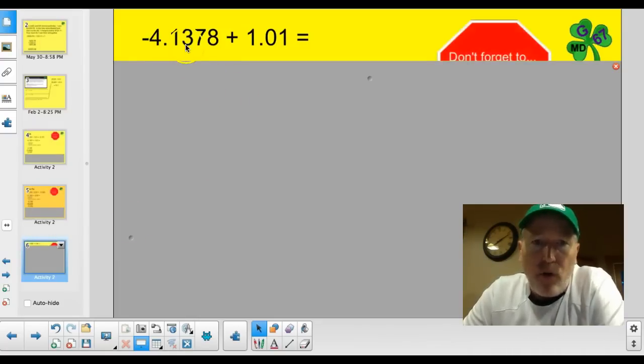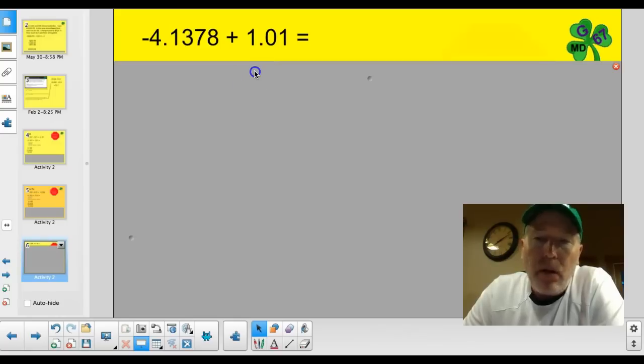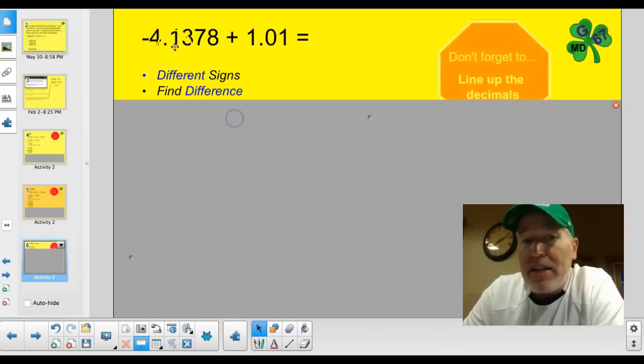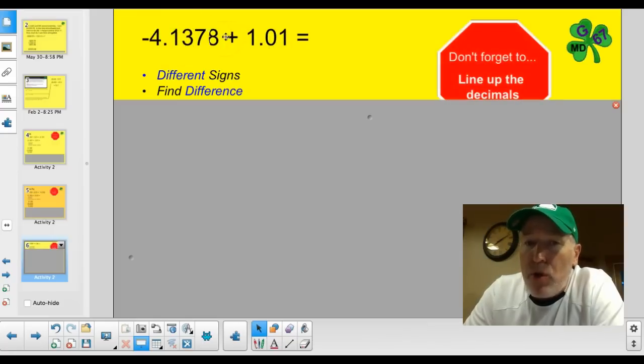All right, let's take a look at a different problem for instruction. Now I have a negative 4.1378, and I'm going to add 1.01. All right, well, these here have different signs. Now I've got a negative and I've got a positive. So this is that case where I need to find the difference between these two numbers, because I've got a whole bunch negative here and I've got a little positive. So I'm going to subtract to see how much I bailed myself out. Or my negative number is going to be a little bit smaller because this one's positive. So basically I got minus 4 and I'm going to add 1.